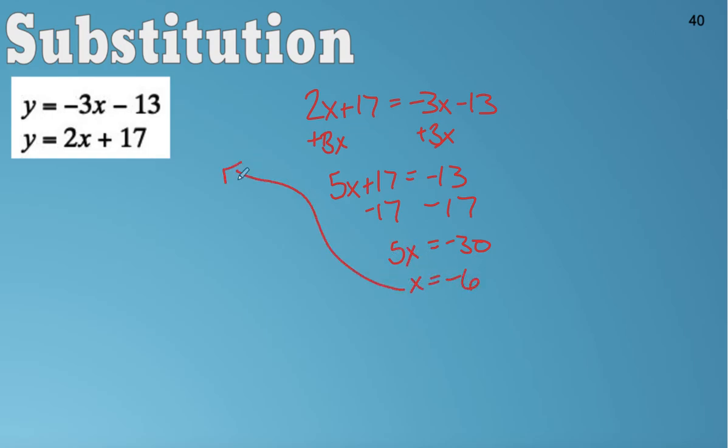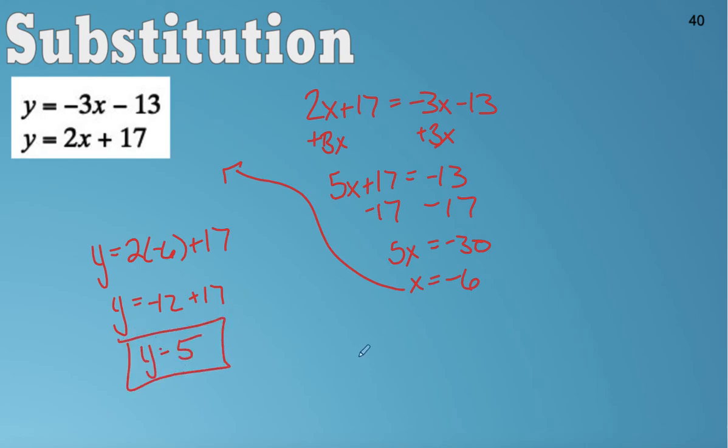Now I'm ready to plug it in. So I'm going to plug it into the bottom one because, again, it is a little bit easier to work with those numbers since they're positives. So I get -12 plus 17, which is 5. So my final answer is -6, 5.